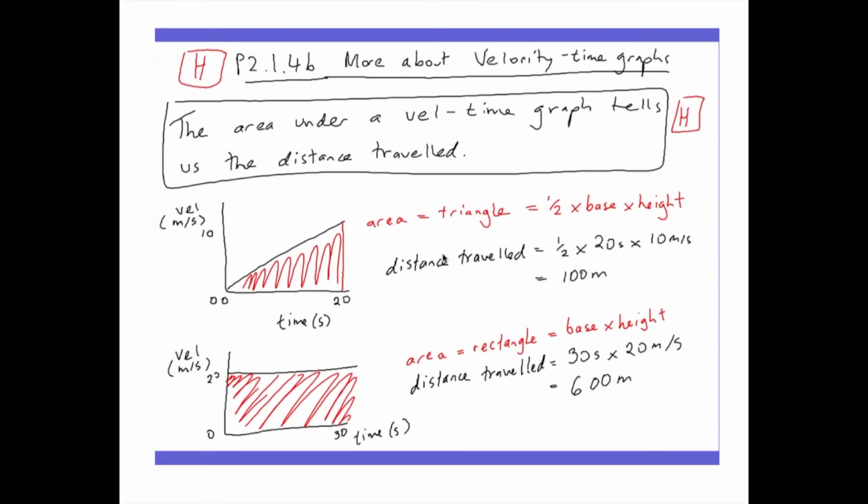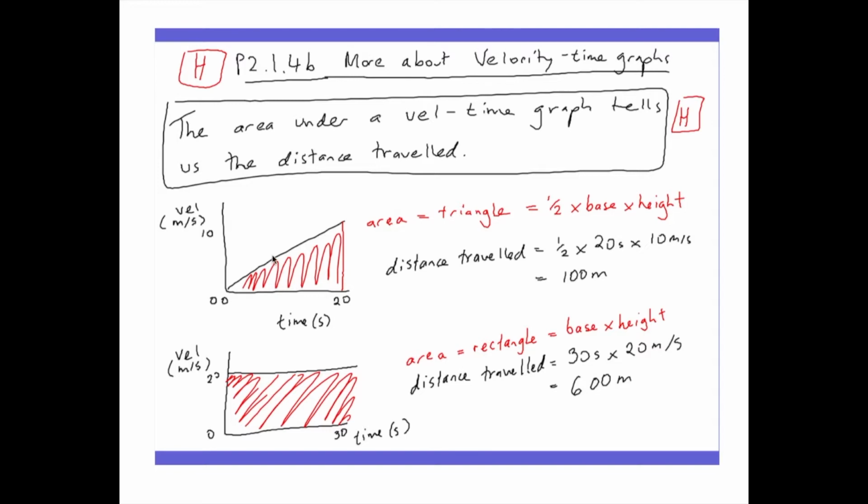GCSE Physics Explained, and I'd like to tell you more about velocity time graphs. In the last clip we've already found out that on a velocity time graph, the gradient tells you the acceleration, because remember, acceleration is how much the velocity is changing divided by the amount of time that it takes for the change. Well, this time I'm going to show you how to work out the distance travelled on a velocity time graph.